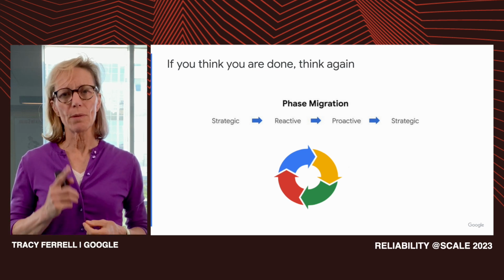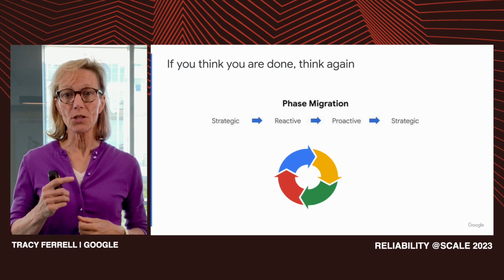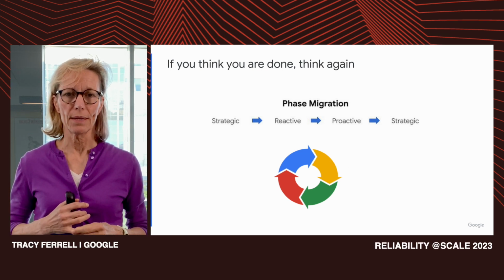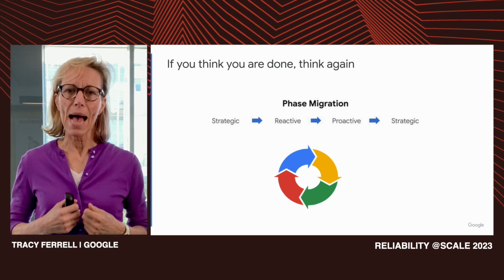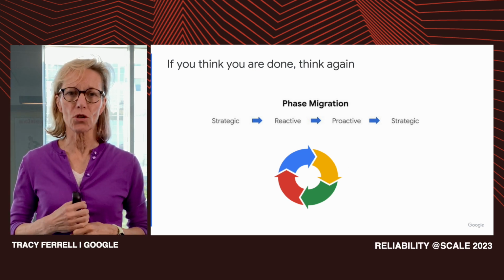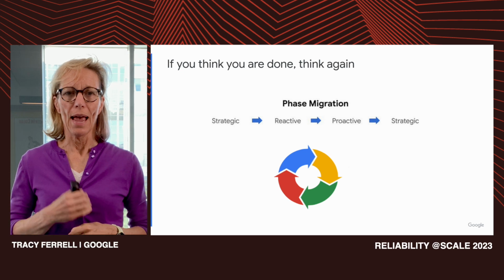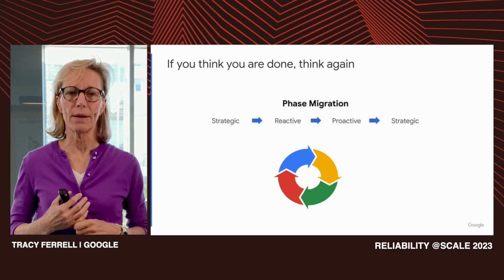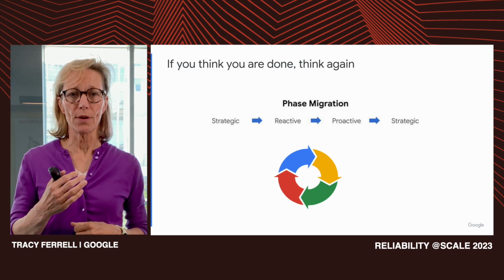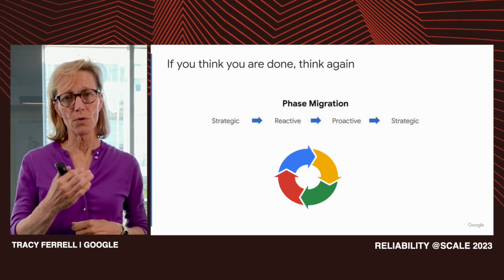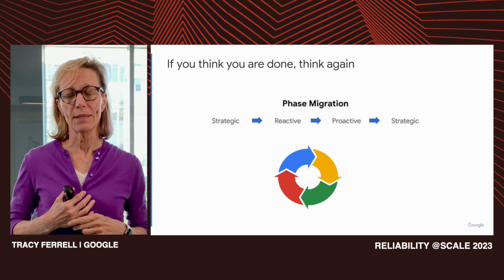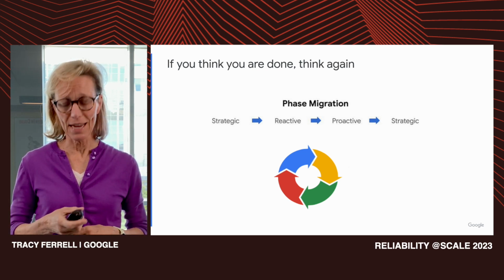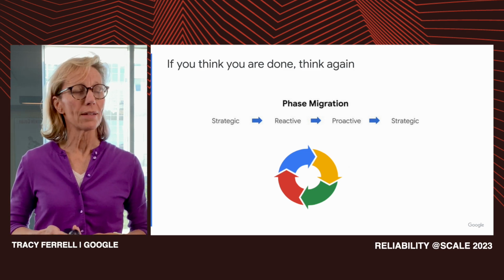And so to turn the ship around, the organization had to be intentional about their reliability posture and overall practices. They had to pull reliability back in to be the top feature for that product and raise the awareness across the entire organization and not just SRE. It took several years for the product and the organization to move back into a strategic mindset. And so the lesson here is, if you think you're done, think again. Reliability work is never done.